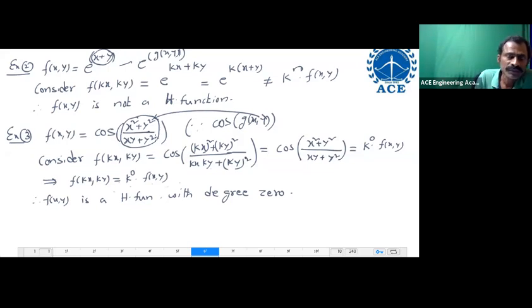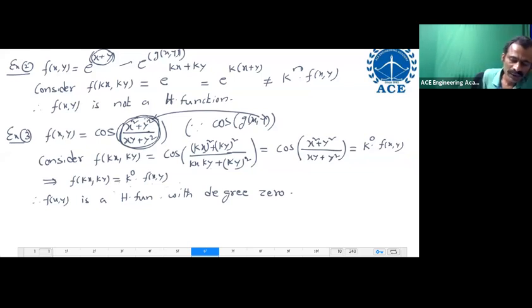Now I am telling the point. Remember this point. For any transcendental function, if the inner function is a homogeneous function with the degree 0, then the main function is a homogeneous function with the degree 0. That's all. Otherwise, that is not a homogeneous function. That is, the second example is not a homogeneous function. The third example is a homogeneous one.